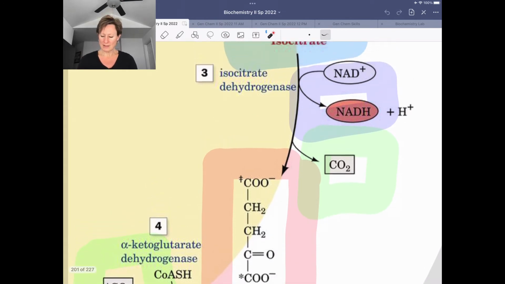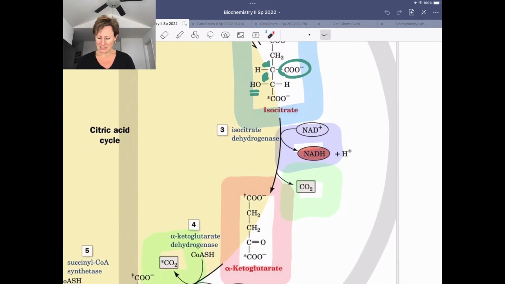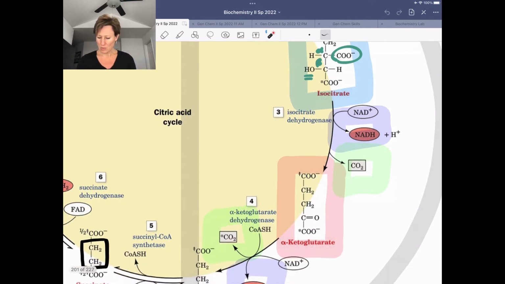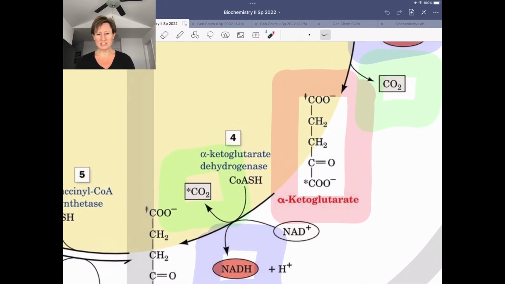alpha-ketoglutarate. Okay, so I'm going to zoom out here just so we can see these next to one another. So this is the carbon atom right here that we lost our CO2 off of. And because we made it into a beta keto acid, it readily decarboxylated. Okay, so one more step here.